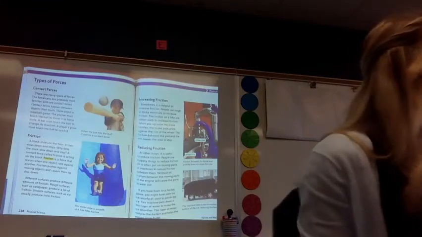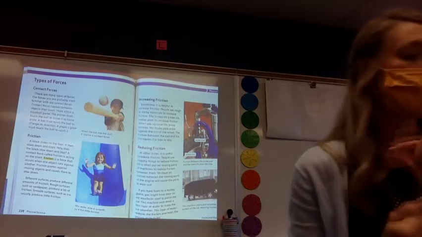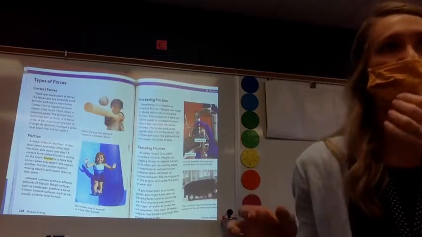Okay, today in science, we are going to be working on types of forces. Yesterday, we talked very briefly about contact forces, and we're going to revisit those again today, and then we're going to move on from there.